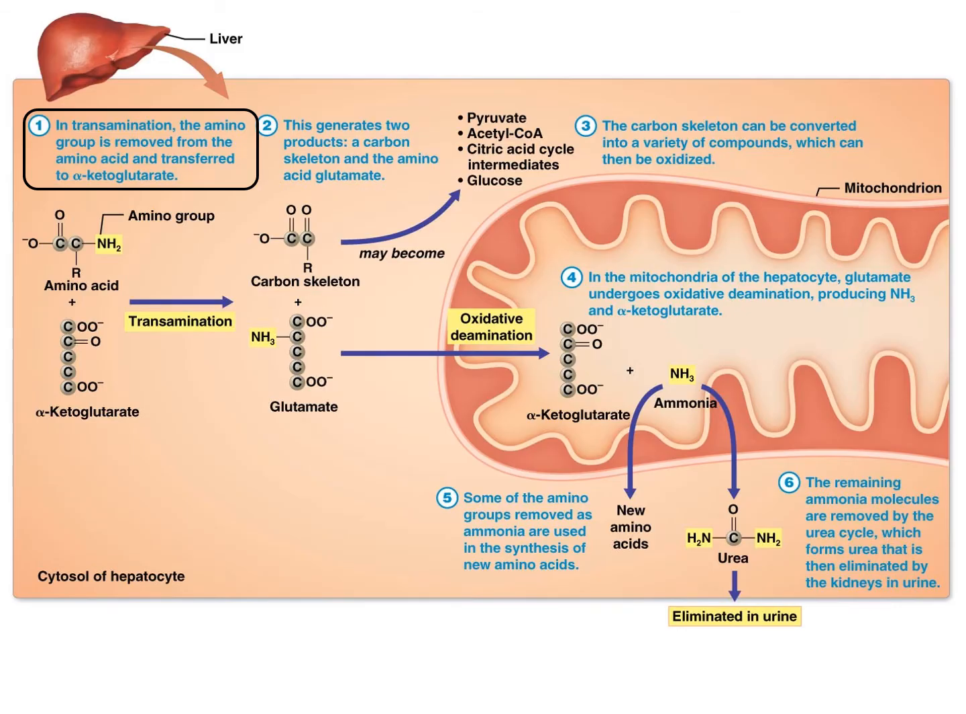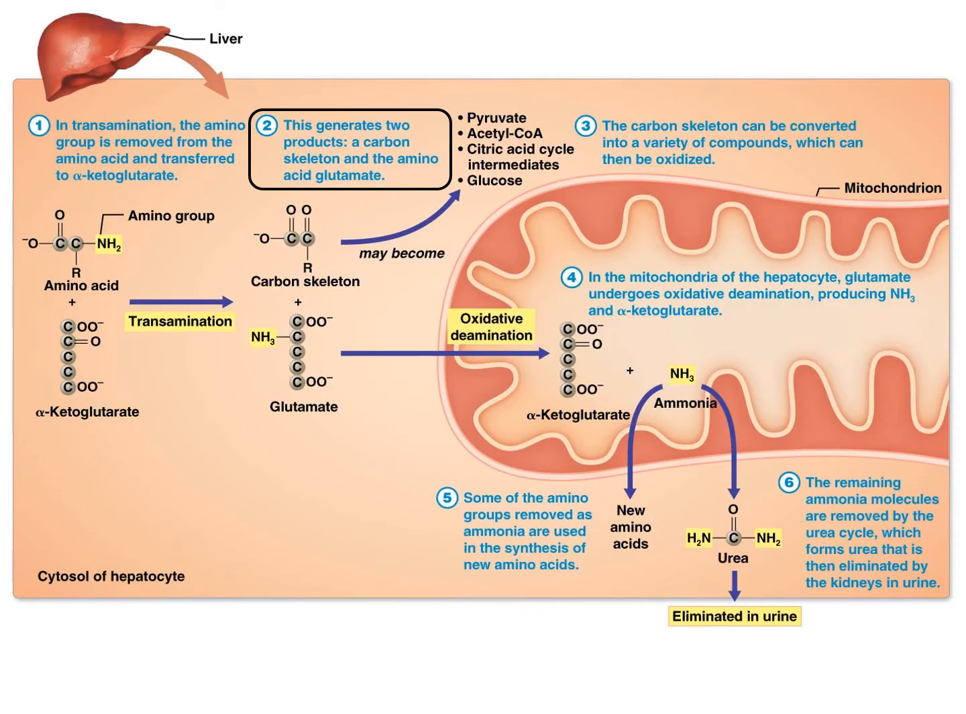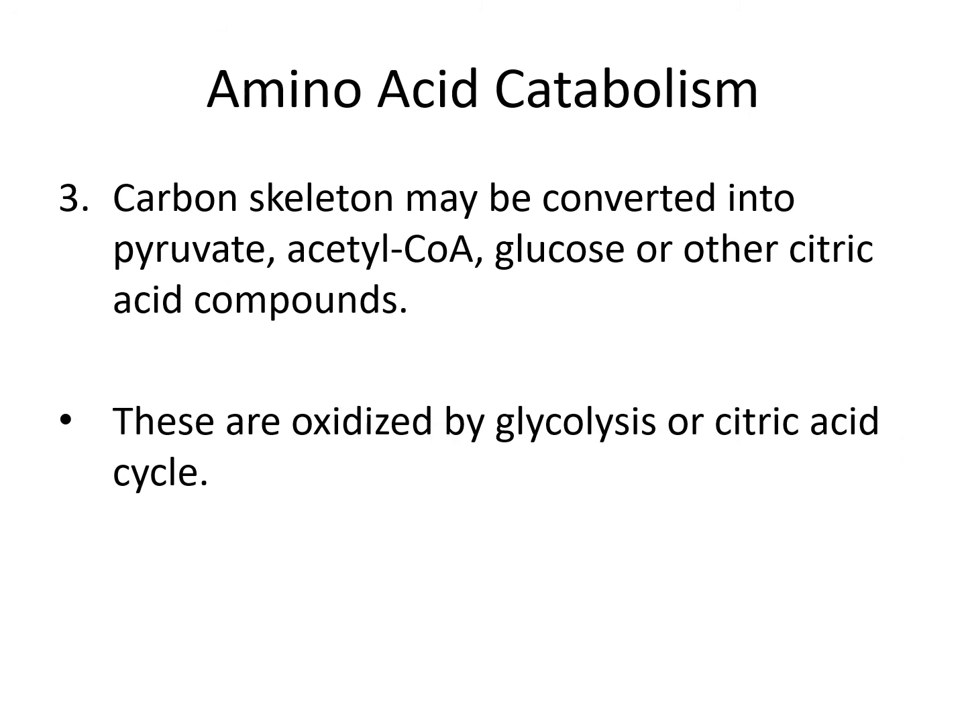Okay, and alpha ketoglutarate can be converted by transamination into glutamate. And so you end up with two products: a carbon skeleton and the amino acid glutamate. Okay, and so here's our glutamate here and the carbon skeleton here. And of course, the carbon skeleton may be converted to pyruvate, acetyl-CoA, glucose, or other citric acid compounds.